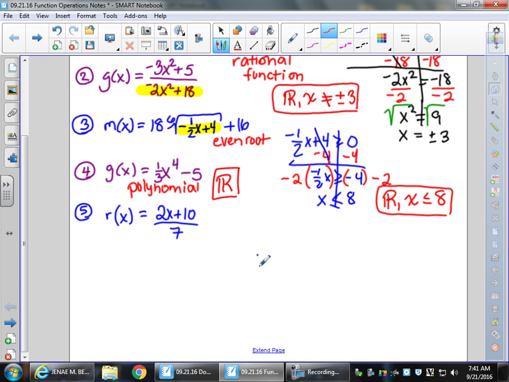How about number 5? Very good. I see a fraction, but do we see any x value in the denominator? Nope. Because this has a power of what? What is this power? 1. What is this function actually? A degree 1 function is called what? Very good. Linear.